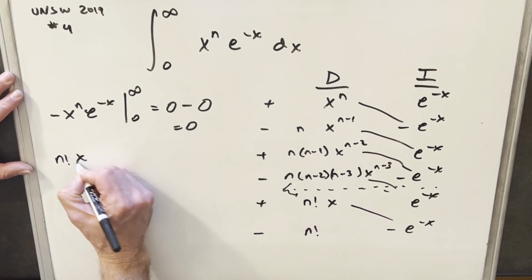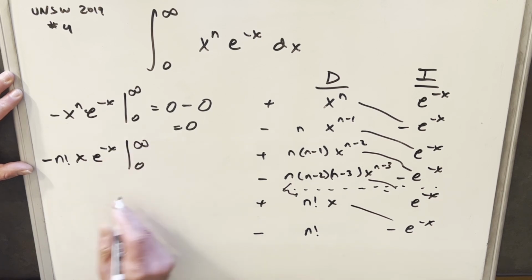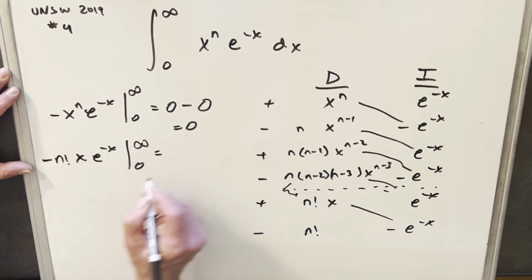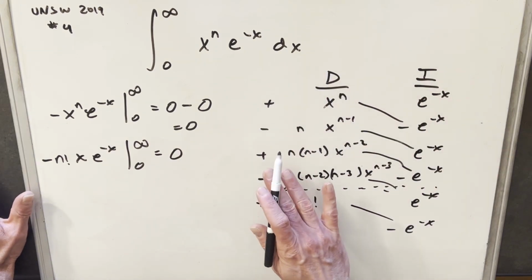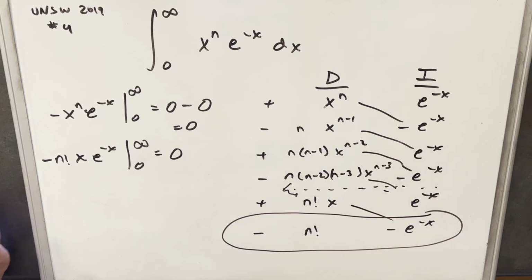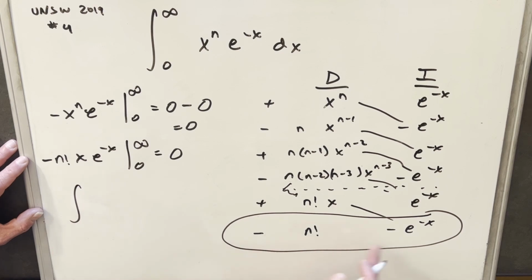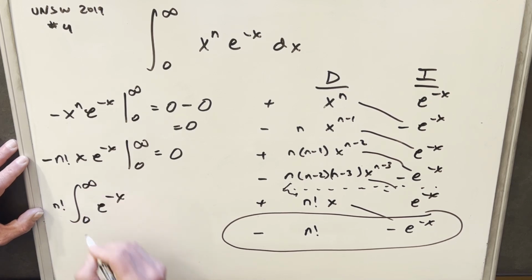Just real quick, for this one, you'll notice the same exact thing is happening. The infinity is still going to 0, and the x is still going to 0. So it turns out we can basically ignore all of this and just deal with this last integral here. So what we're really dealing with is the integral. Now here we have a positive, minus minus positive. We can bring the n factorial up front, and we're actually just integrating e to the minus x.